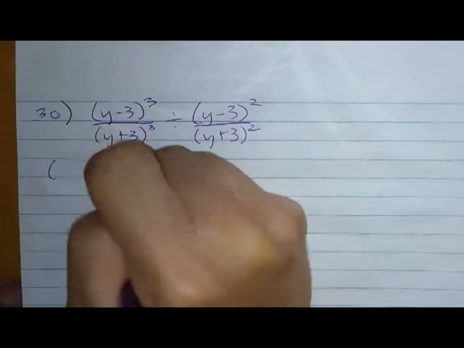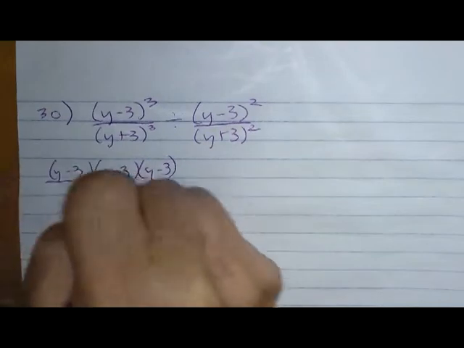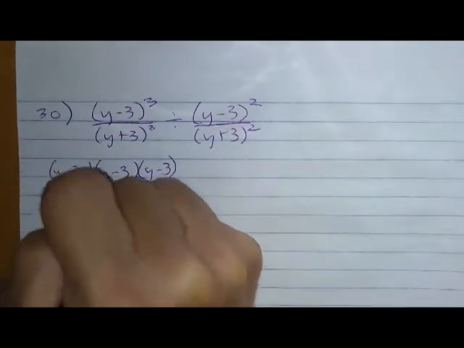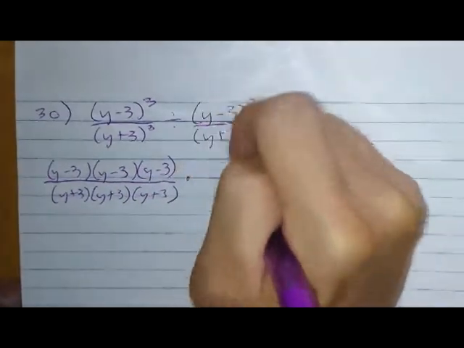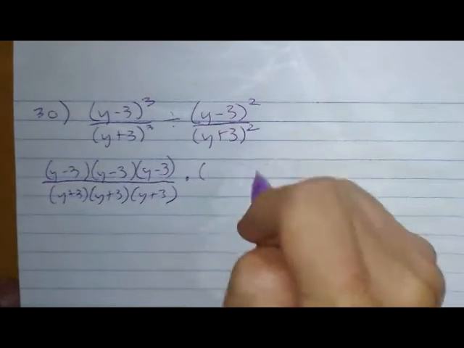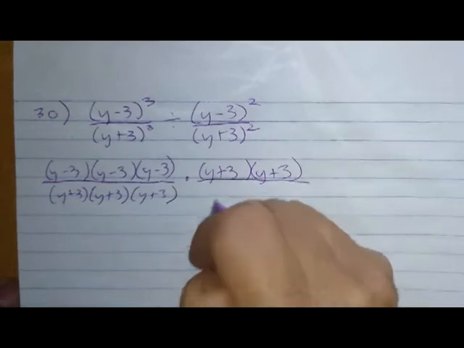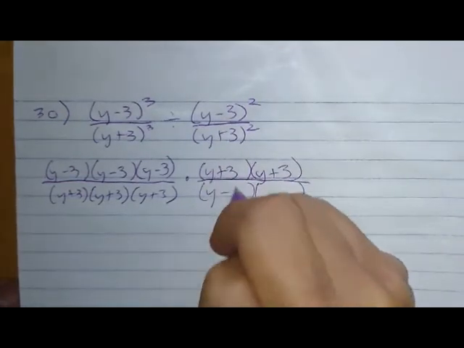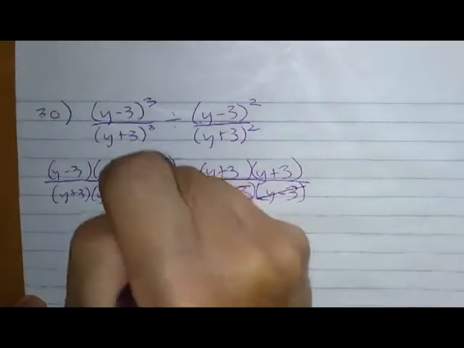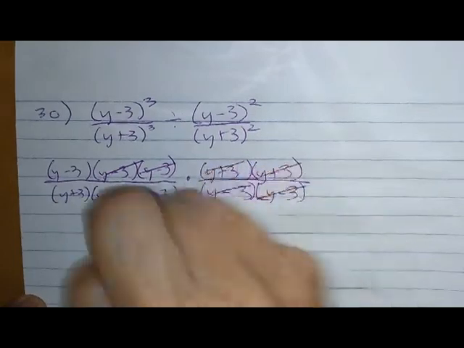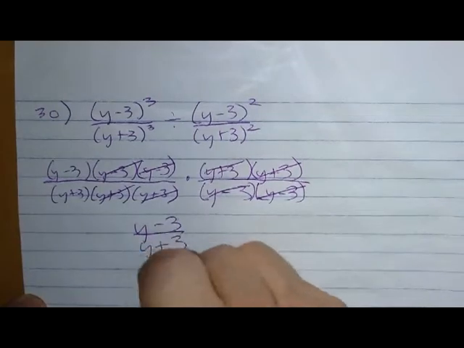I'm going to write it out the long way. y minus 3, y minus 3, y minus 3. y plus 3, y plus 3, y plus 3. If I take the reciprocal, the y plus 3's will be on the top twice. The y minus 3's will be on the bottom. Okay, cancel, cancel, cancel. On the top, y plus 3 with 2 on the bottom. There's our answer. y minus 3 over y plus 3.